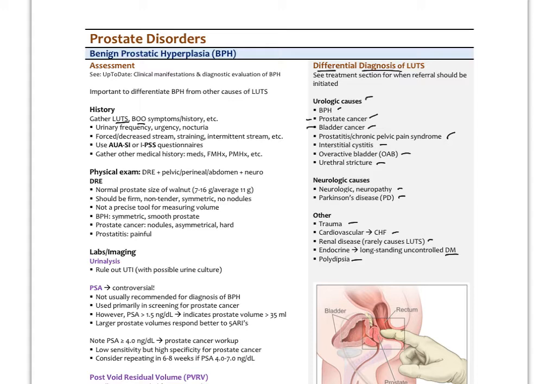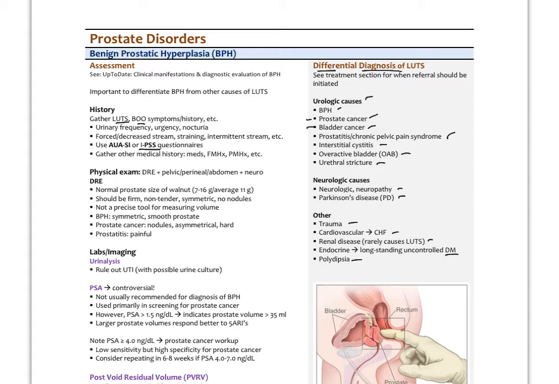BOO symptoms. So looking at urinary frequency, urgency, any nocturia. Again, any forced or decreased stream, straining, intermittent stream. Using a couple of symptom scores is very helpful. You can download these from the internet. Probably the one I use the most is the IPSS, International Prostate Symptom Score, and that's just a questionnaire for the patient to get a baseline of all of their urinary symptoms so that we can establish that, and then we can use that over time to assess their progress.